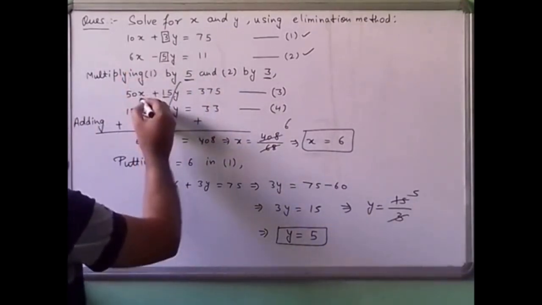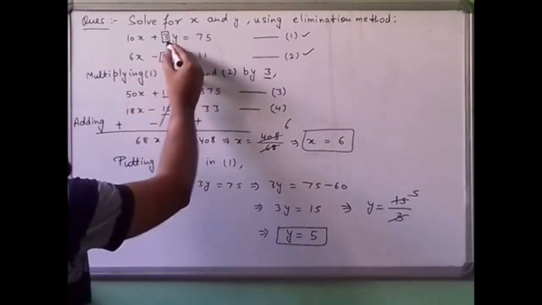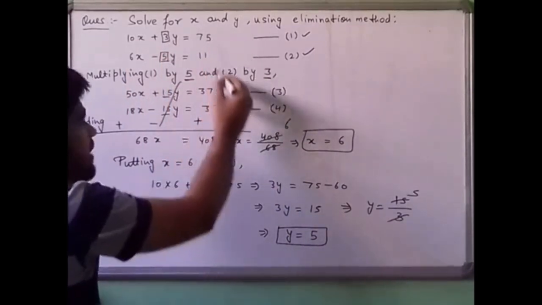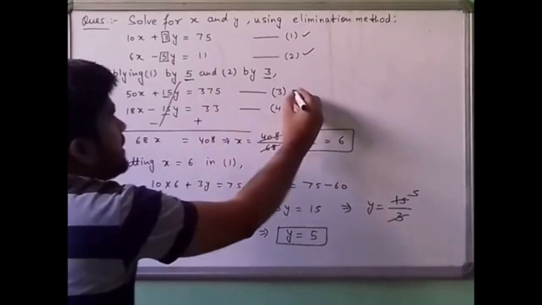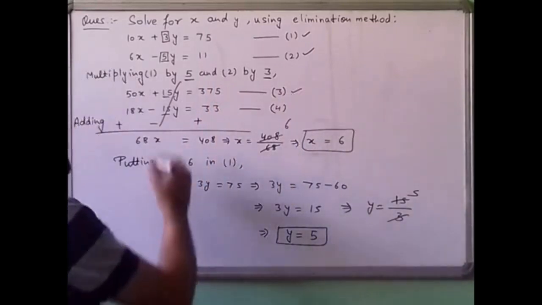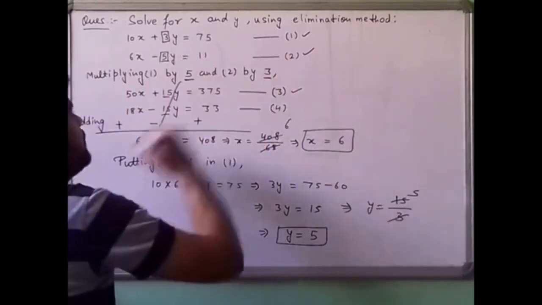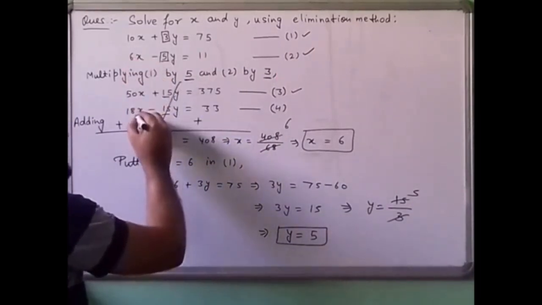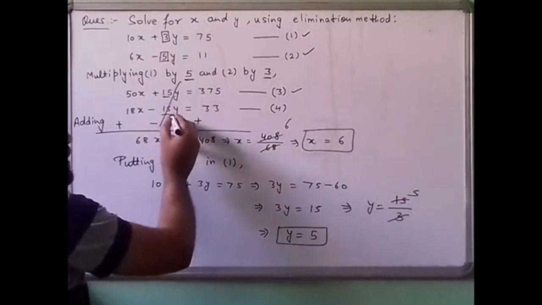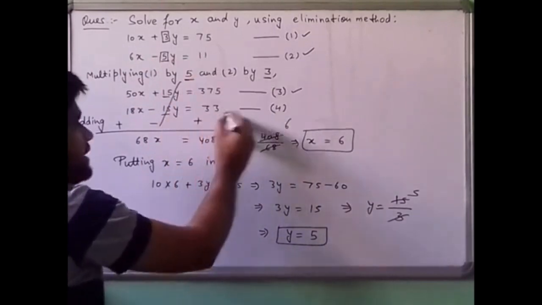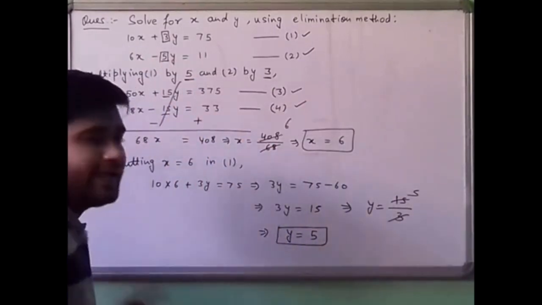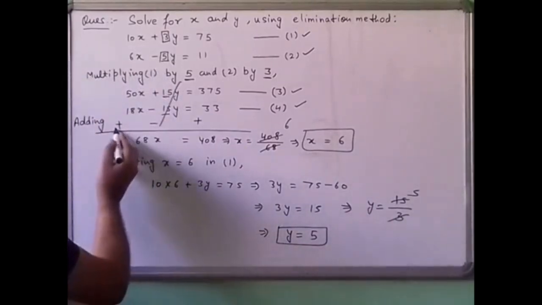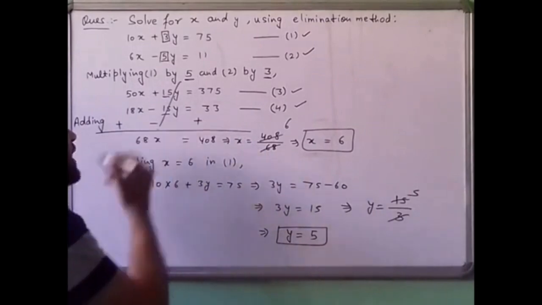10 times 5 is 50x. 3 times 5 is 15y. 75 times 5 is 375. Equation number 3. Multiply equation number 2 by 3. So 6 times 3 is 18x, 5 times 3 is 15y, and 11 times 3 is 33. Equation number 4. Now, adding equation number 3 and 4, its sign is plus, its sign is minus, its sign is plus.